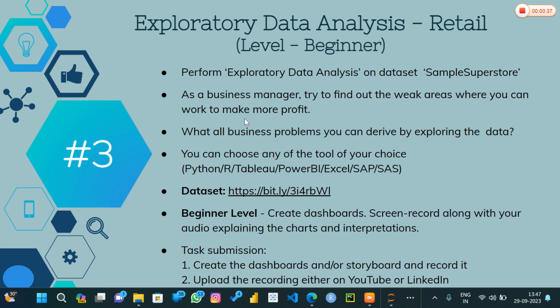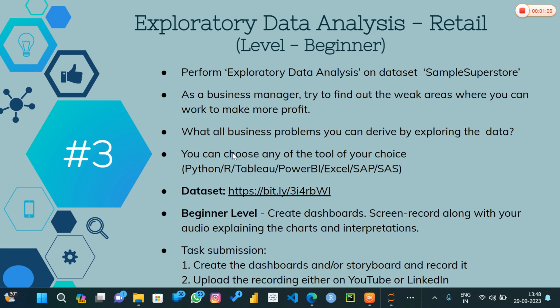So what we have to perform in this task, we have to perform the exploratory data analysis on the dataset given here. I will show you the dataset. Then, as a business manager, you have to find out the weak areas where you can work to make more profit. What the insights from that are, we will find out when we analyze the datasets. Now, what all business problems can you derive by exploring the data.